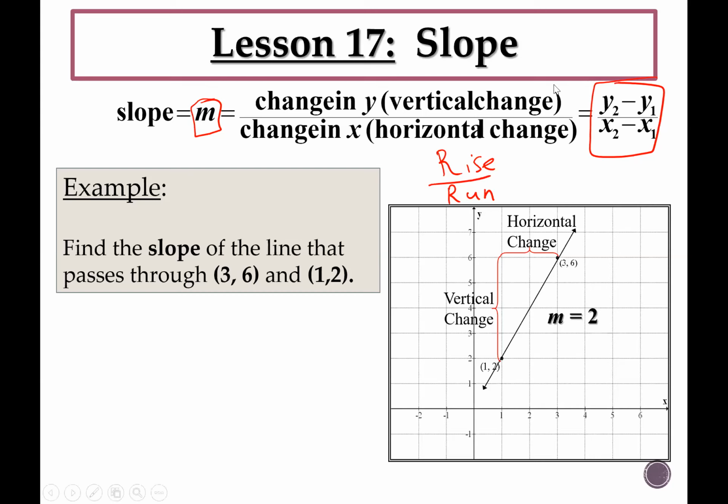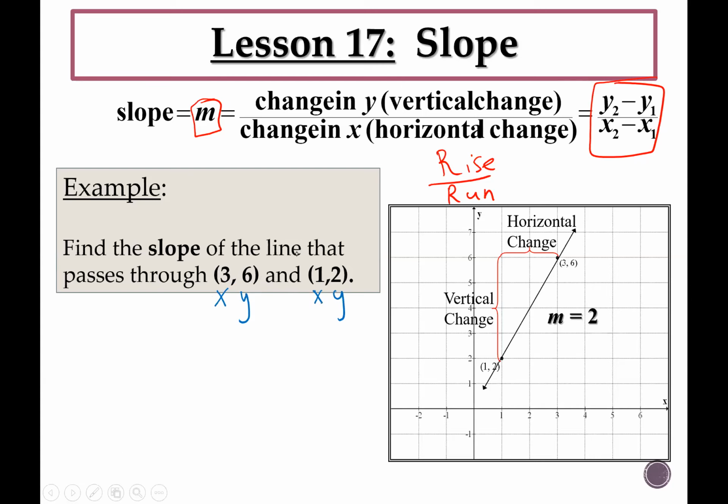So here's our example. We'll use the formula, and we'll also take a look at the graph and kind of compare those things. So it says, find the slope of the line that passes through (3, 6) and (1, 2). So (3, 6) and (1, 2) are both ordered pairs. They're points on a line. What we can do is label them with x and y. So I'm going to write x under the 3 and y under the 6, and then x under the 1 and y under the 2.